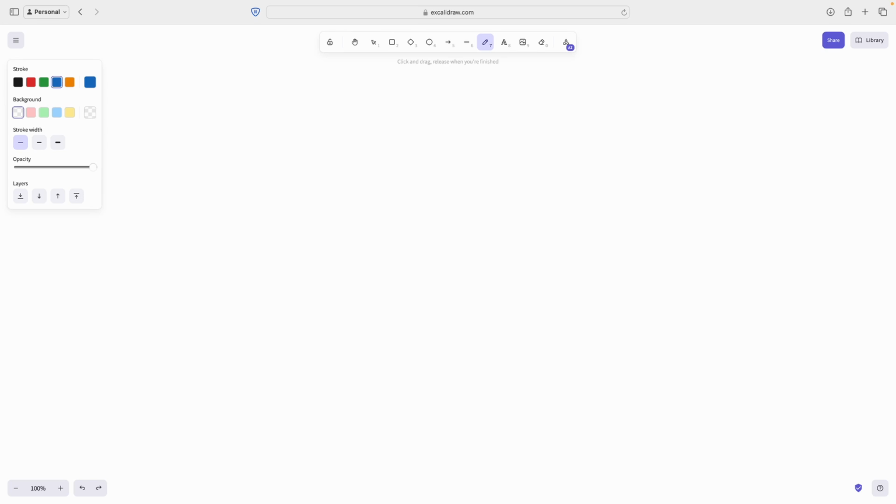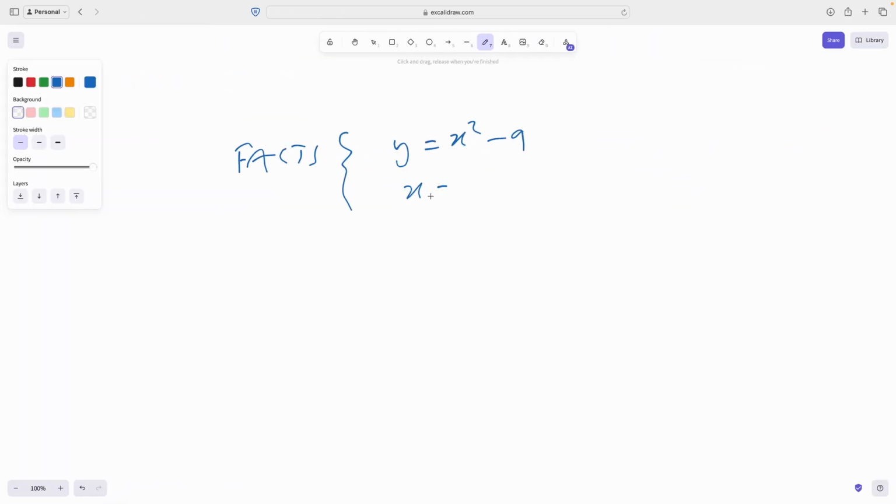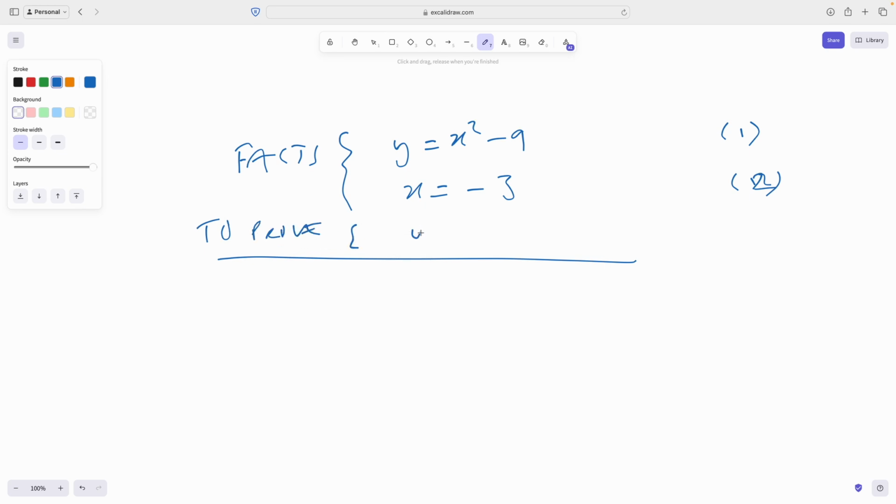So we said we would follow a structured approach. So we write down the given facts. And they are, well, what were they? We said y equals x squared minus 9. What was the other fact? x is minus 3. x equals minus 3. So that's fact 1 and fact 2. And then in the main body of the proof, we want to prove something about y. Actually, we didn't say what we want to prove. To prove: we want to prove that y equals 0.